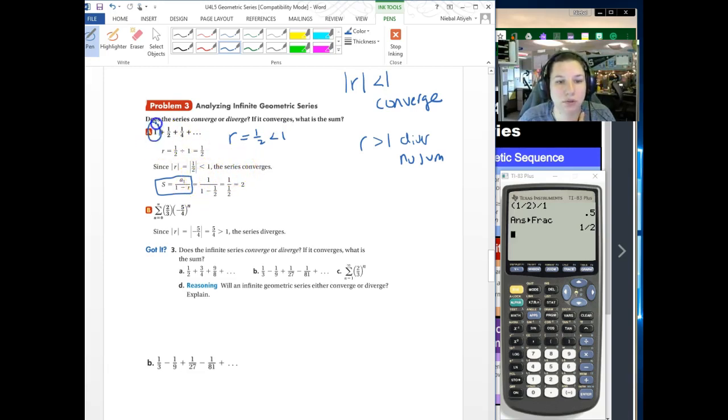So here's your first term. That's what gets substituted for a1. And then it's 1 minus r, which is 1/2. Again, if you're not really comfortable with fractions and doing the math, you can have your calculator do it. Just make sure you put the parentheses in the proper places. So we have a sum of 2.